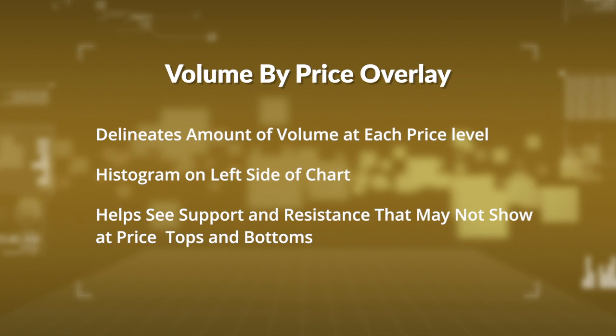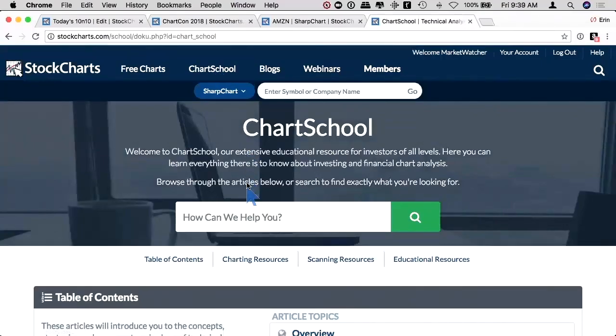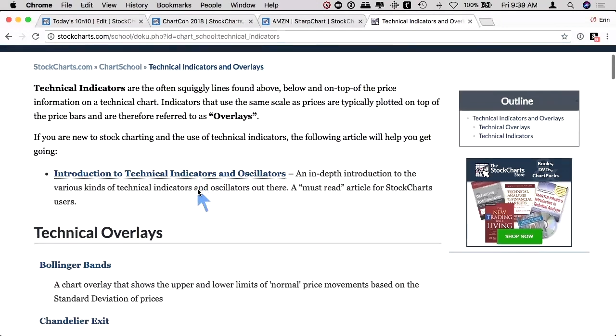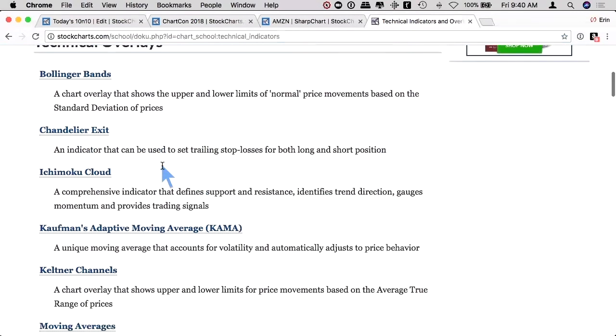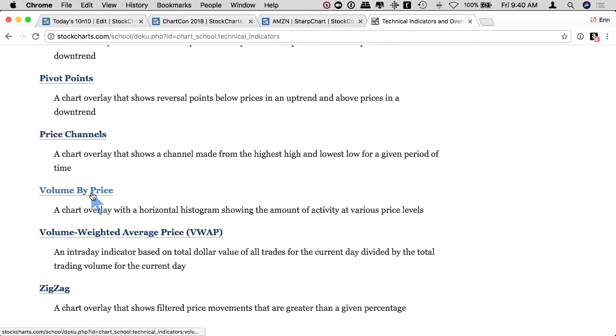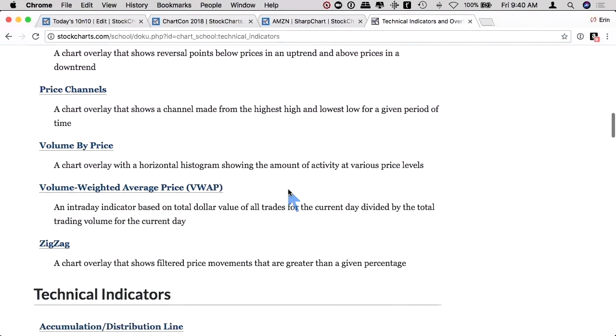And I would recommend as well, if you have any questions about what I was talking about, like I said, you can read the book by Alex Elder. You can check out the CMT curriculum. But the free way is to go to Chart School. We're going to look at indicators and overlays. And again, this is a great way to get to whatever it is. So here are your overlays. And again, I will show you an example of the volume by price.